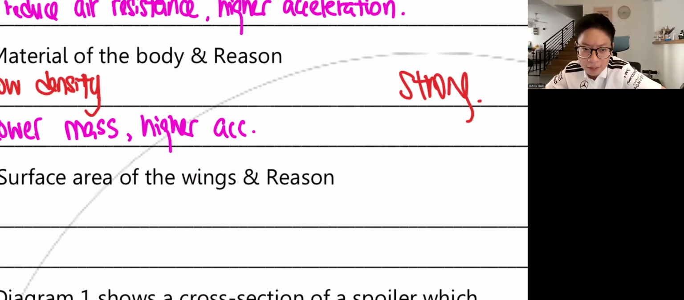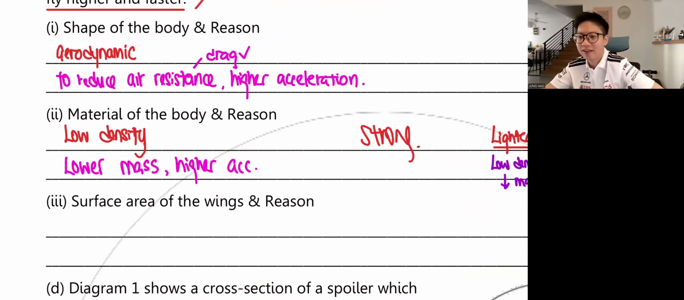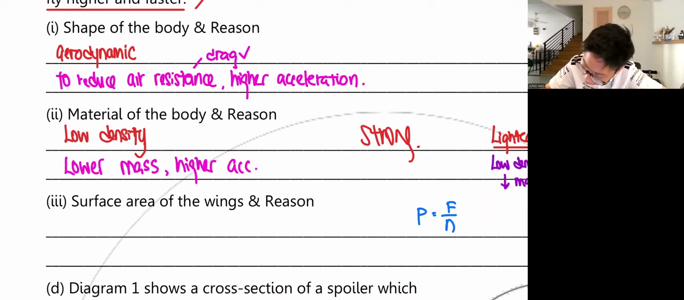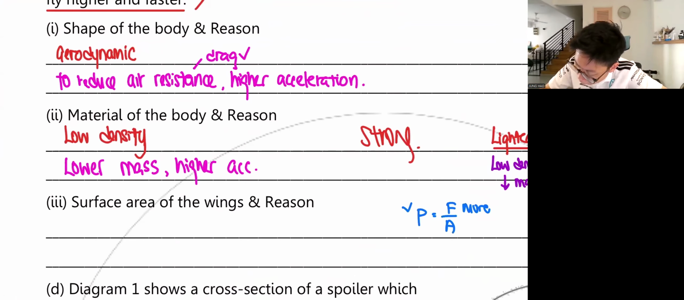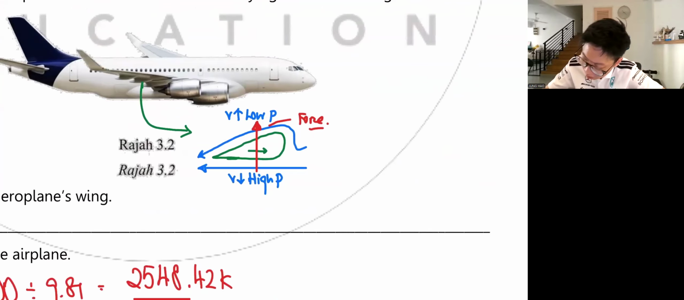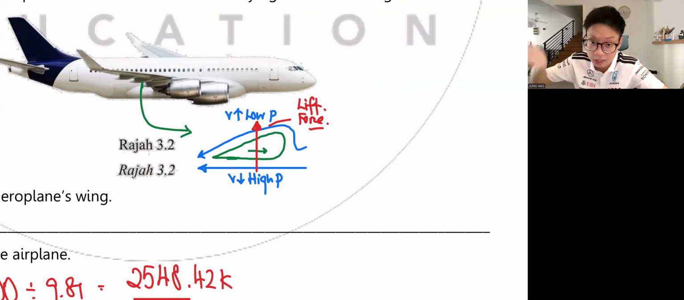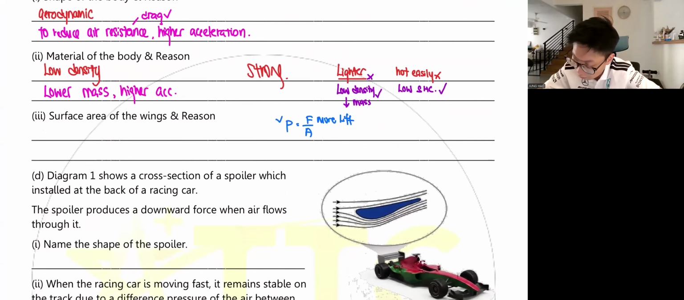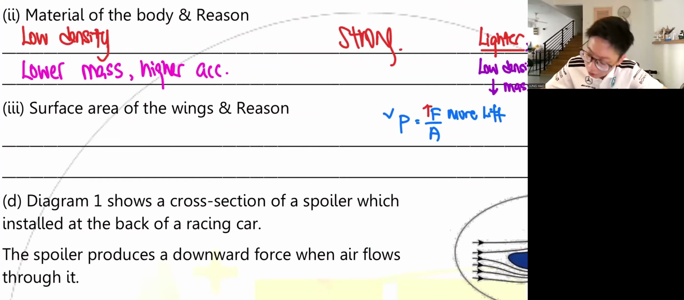Okay, so then what about the surface area of the wing? Okay, since we want to have pressure so that you can produce more lift force, because your purpose here is you want to have this red color force, which is called the lift force. So you want to produce more force. So therefore, what must you do? P multiplied by A equals F. You want more force, which means your area must be bigger.